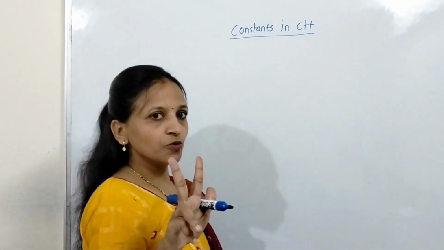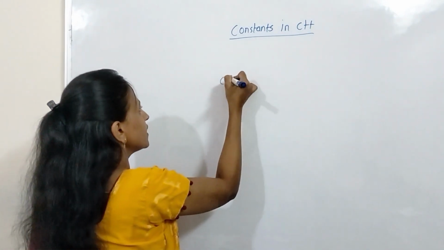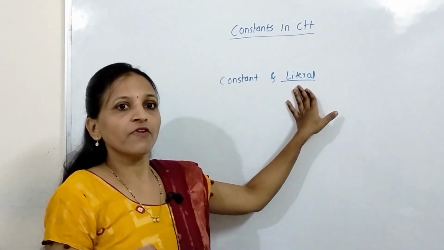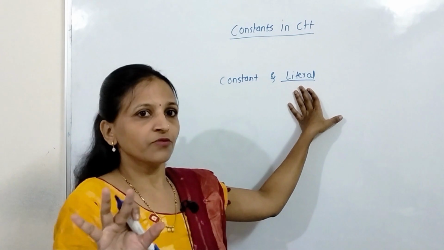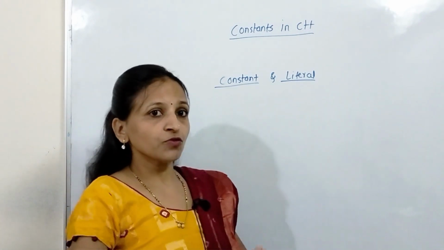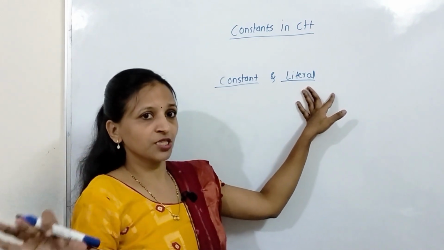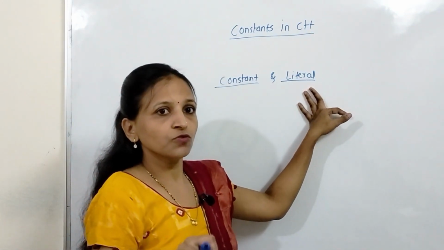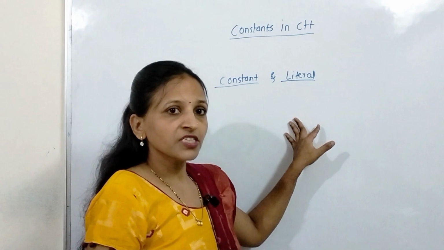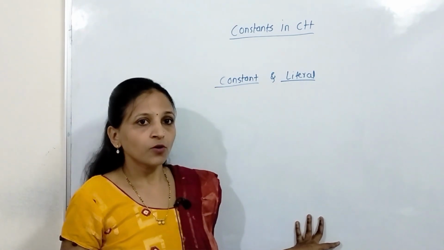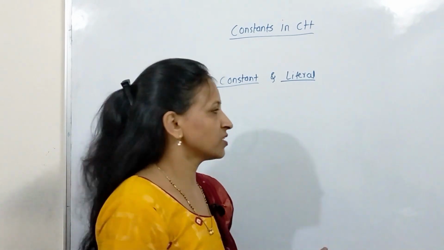Actually there are two concepts, constant and literal. A literal is a fixed value that you are using inside a program. For fixed values you can use the words constant or literal interchangeably, but it is better to use the word literal for the fixed values you are using inside a program. Okay, I am giving one example here.